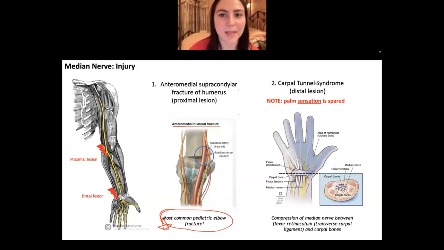Okay. Yeah. And then carpal tunnel, like I said, remember, palm sensation is spared. I cannot tell you how many times they like to ask about this. It's the palmar cutaneous branch, which does not go in the carpal tunnel. So carpal tunnel syndrome, again, is going to be more of a distal lesion. So down here, there is something called a carpal tunnel, and that's what this image is here.